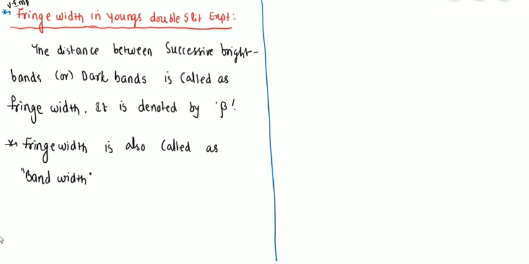Okay, now how to derive the fringe width formula? What is actually fringe width? See this. For example, this is a bright band, and next this is a dark band, and this is a bright band. Like this, in interference, you will get bright and dark bands. You know that, right?